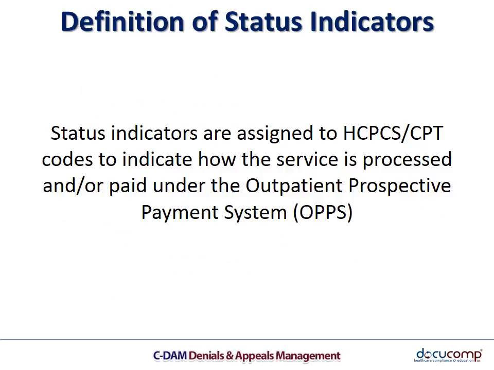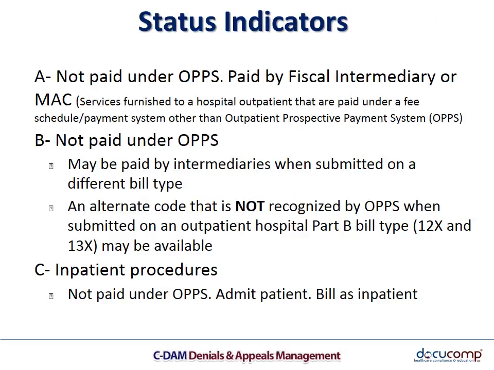Speaking of claims, let's talk a little bit about status indicators. A status indicator is assigned to HCPCS and CPT codes to indicate how the service is processed and or paid under the Outpatient Prospective Payment System, or OPPS. There are several status indicators. Here are some of the more common indicators you may be exposed to.